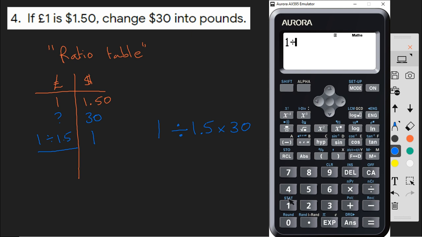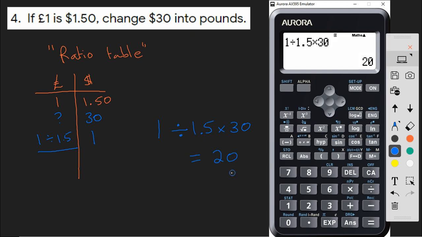So what I'm after here is 1 divided by 1.5 times 30 equals. Okay, so our answer is 20. Now, again, let's not forget our units. £20, or if we want to put it in currency format, to add 2 decimal places as well.